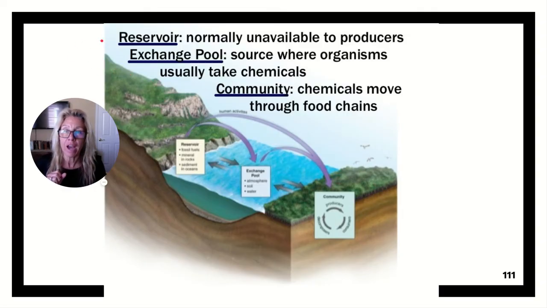Let me give you an example for that. Phosphorus, the reservoir for phosphorus is in rocks. If it's buried in those rocks, plants can't get at it. But due to weathering, that phosphorus can get washed down into a body of water, and then the producers could have access to it. Then that would be the exchange pool. And as it moves through living organisms, that would be the community. So you may want to add that at the last part of chemical cycling, where it says chemicals will be recycled and used again. Then you can add in reservoir, exchange pool, and community.